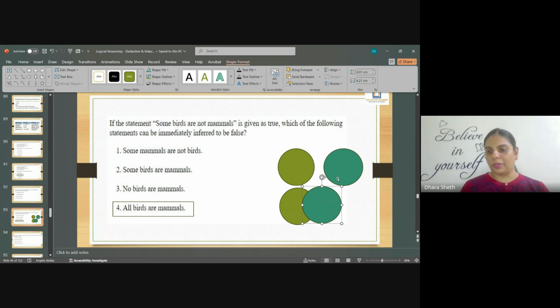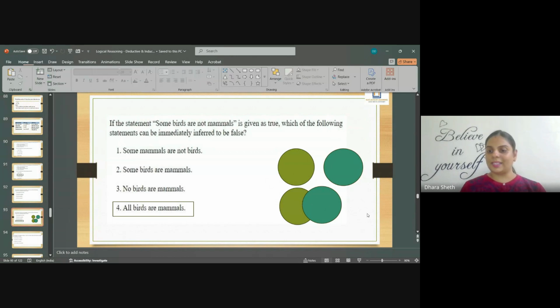Some mammals are not birds. Some birds are not mammals. So some mammals are not birds is automatically true from both the diagrams. Some birds are mammals is a possibility. We cannot say that it is true, but that possibility does exist. No birds are mammals is also a possibility that exists, which we can infer in this Venn diagram. So the only possibility that does not exist is all birds are mammals. Okay? This is using Venn diagrams.